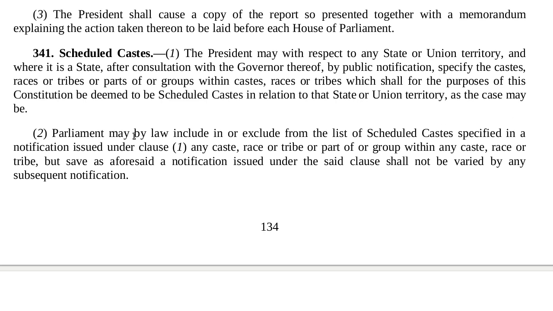2. Parliament may by law include in or exclude from the list of Scheduled Castes specified in a notification issued under clause 1 any caste, race or tribe or part of or group within any caste, race or tribe, but save as aforesaid, a notification issued under the said clause shall not be varied by any subsequent notification.